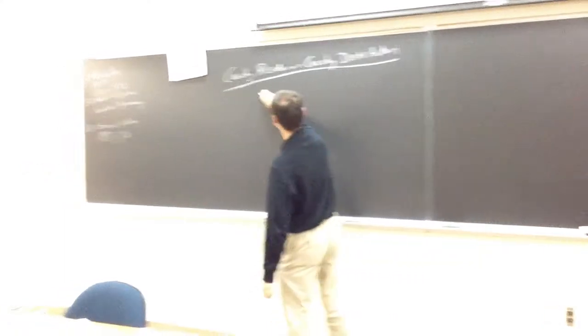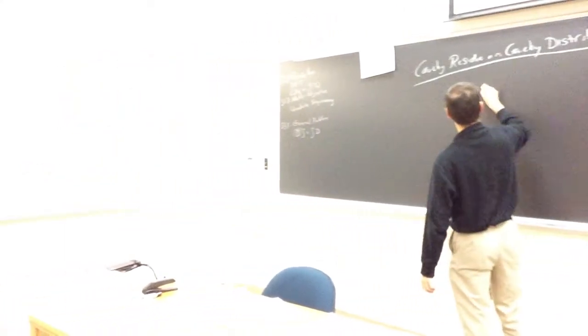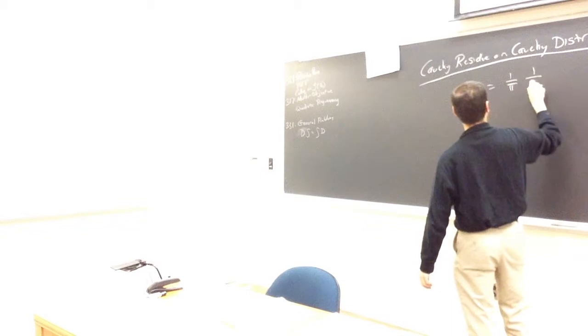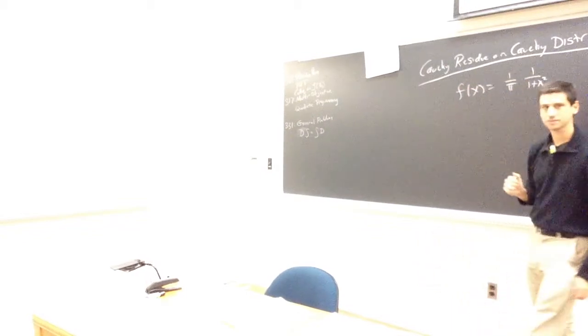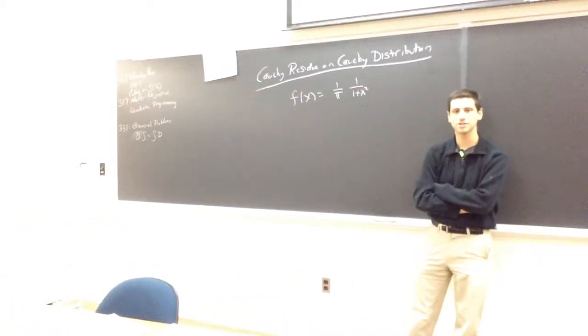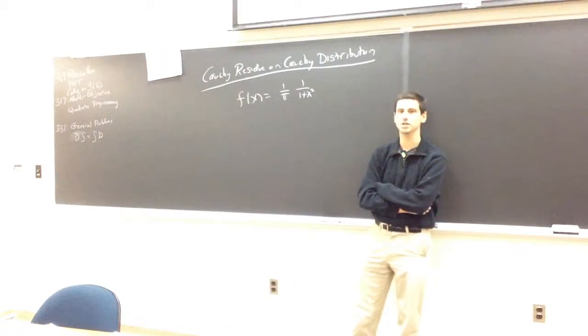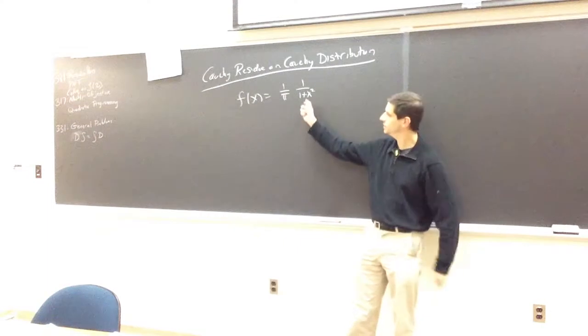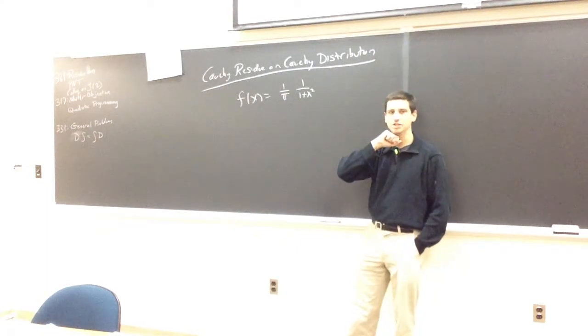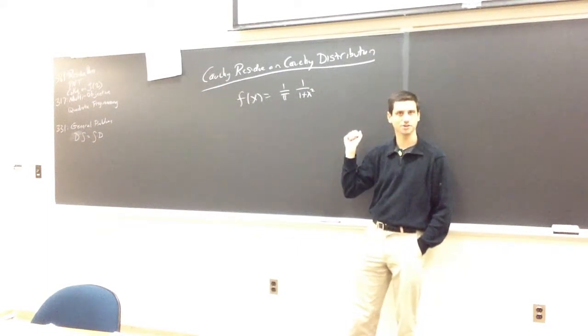So the density is f of x is 1 over pi times 1 over 1 plus x squared. Now when you're looking at this, the most difficult part is the normalization constant. Why is it 1 over pi? Well, one thing is to know the antiderivative of 1 over 1 plus x squared. So what is the antiderivative of 1 over 1 plus x squared?